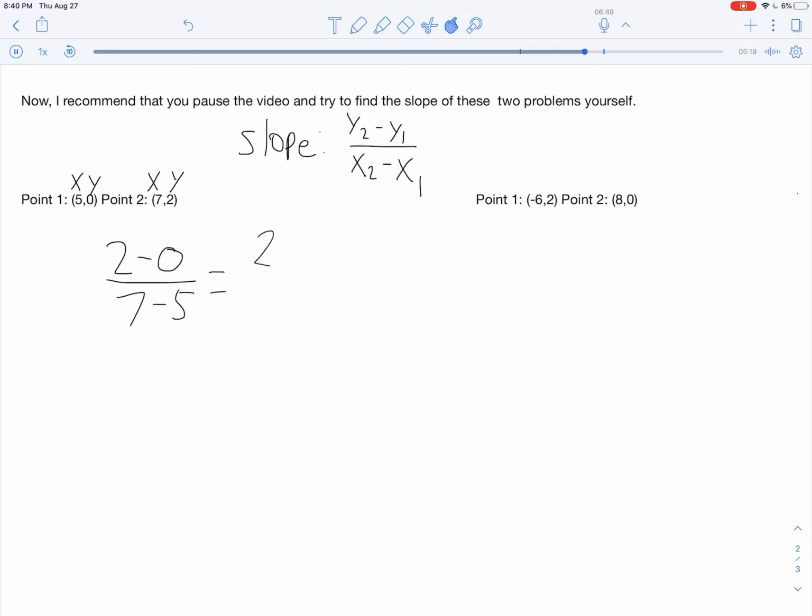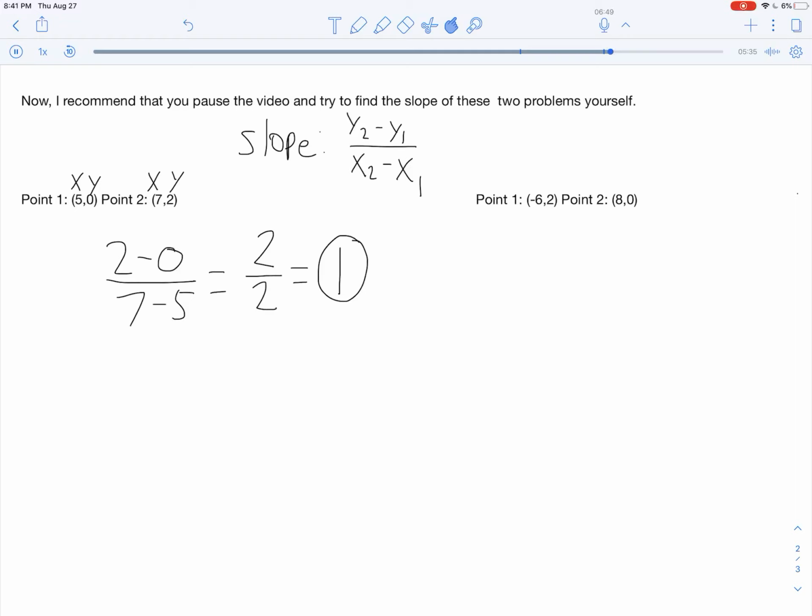And we get 2 over 2, which slope is really like a fraction. So I can go ahead and simplify to 1 for us. So our slope is simply 1. And let's move to our last question.